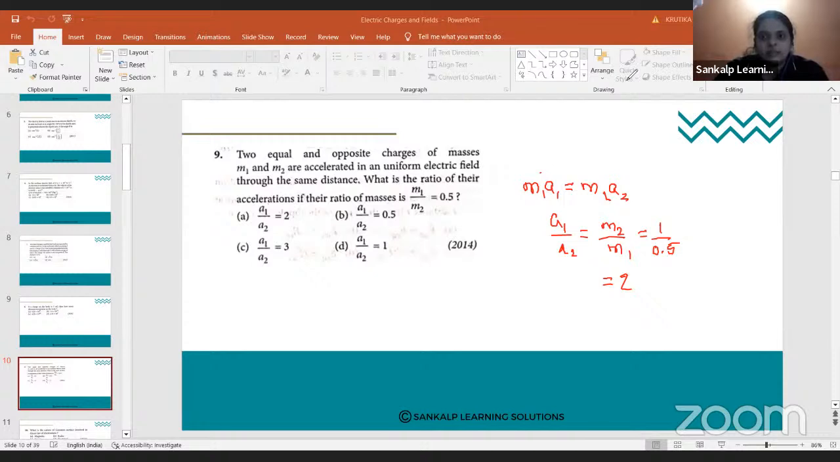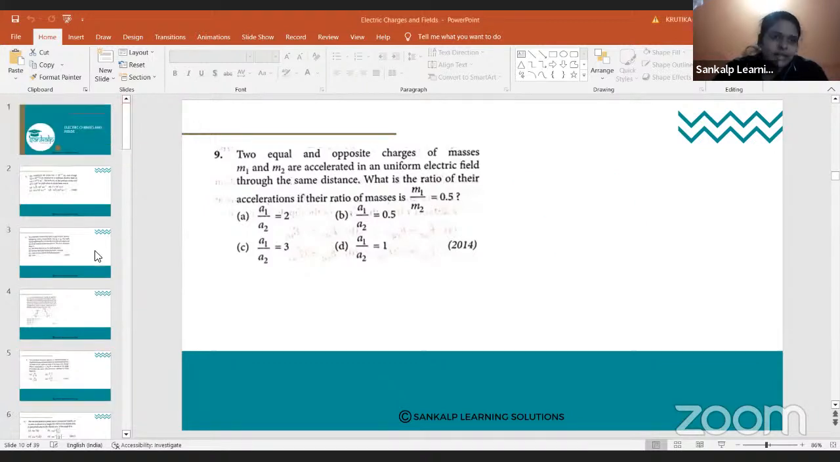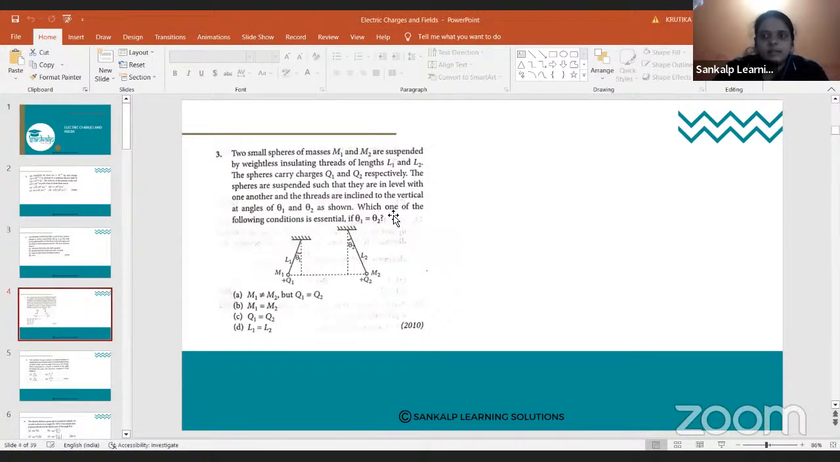Now we will take one question which is a little application based. A diagram based question is there. See this question. I think this will be our last question for today's class, so you can copy down the question. Two small spheres of masses m1 and m2 are suspended by weightless insulating threads of length L1 and L2.